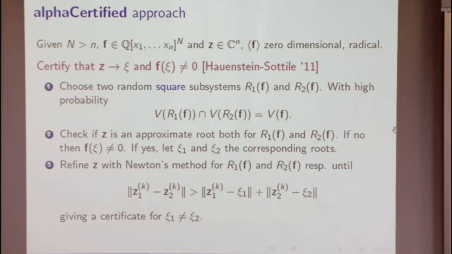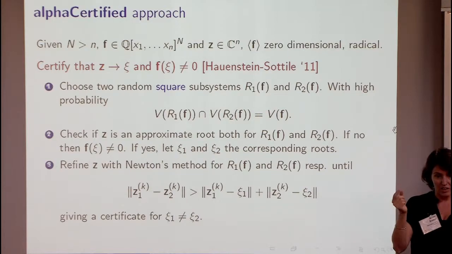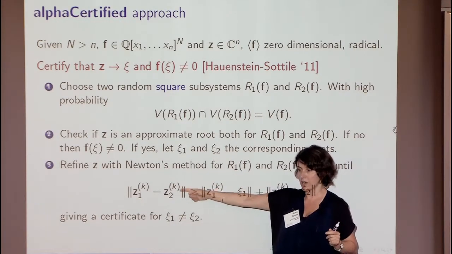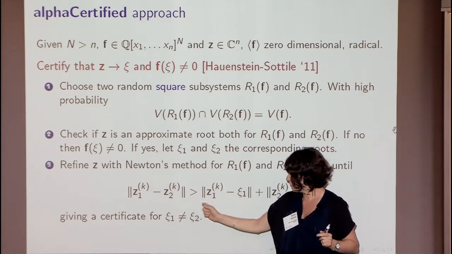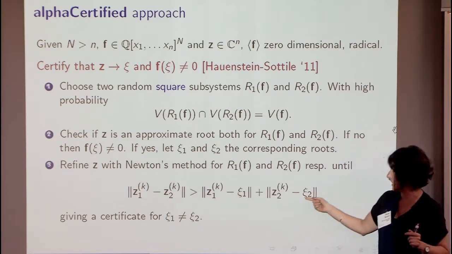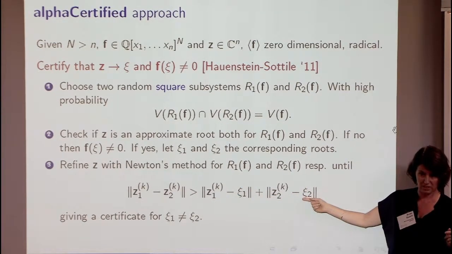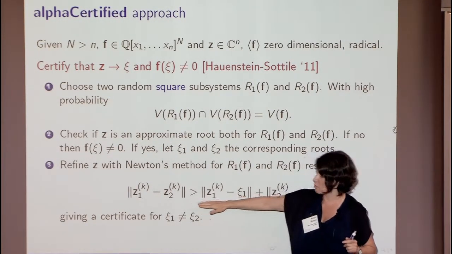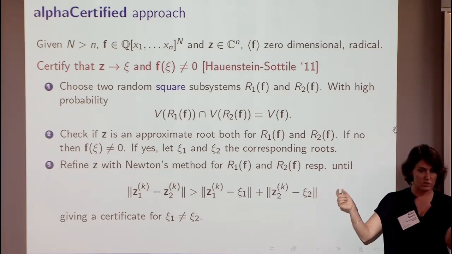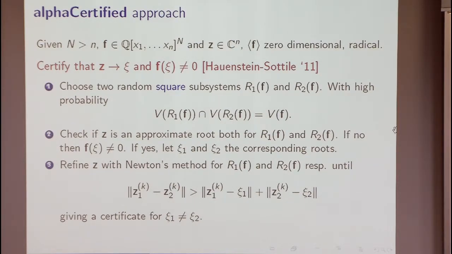If they find that for one of them it's not, case closed, it was not an approximate root for the full system. However, if they are, you can certify that the corresponding roots are not equal by getting more and more accurate approximations of the roots, using each of these square systems, until you have this inequality. So here we don't know the roots, but with alpha theory, you can get a bound on the right-hand side. And this would prove, basically, that the corresponding roots cannot be the same point. So this is using alpha theory to prove that your point is not an approximate root.